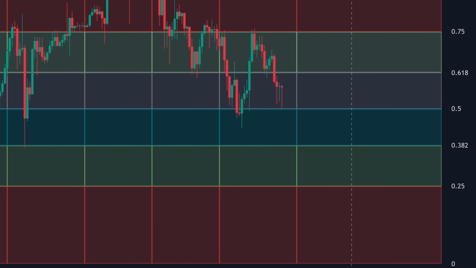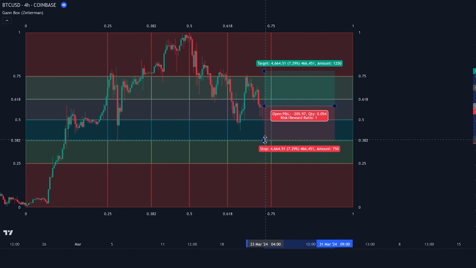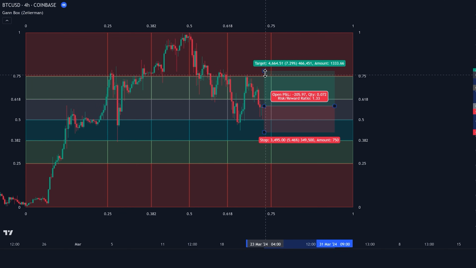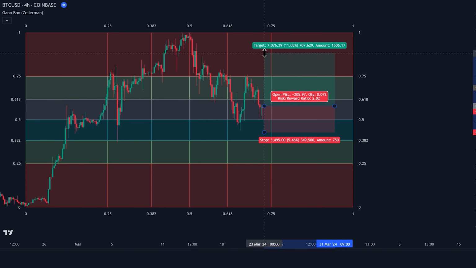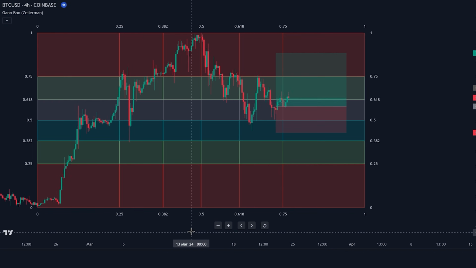For the best buy position, enter the trade once the price bounces off the 0.5 level. Place the stop loss slightly below the most recent support level identified by the Gann Box. Target a 2 times risk to reward ratio. Now let's see how the trade plays out.